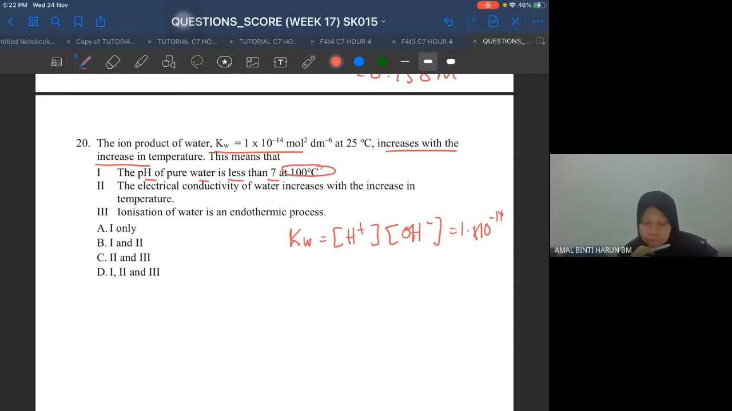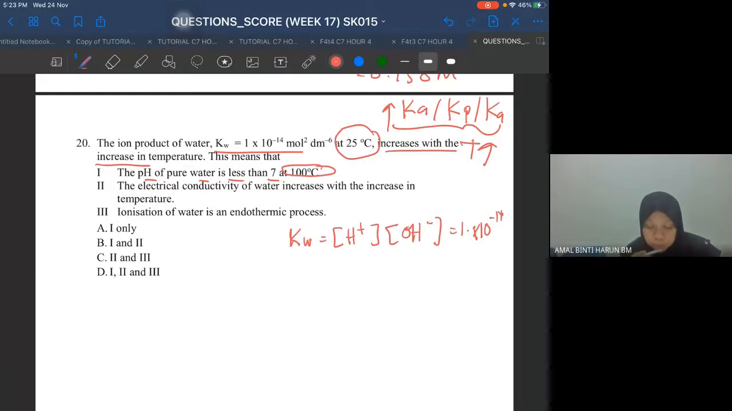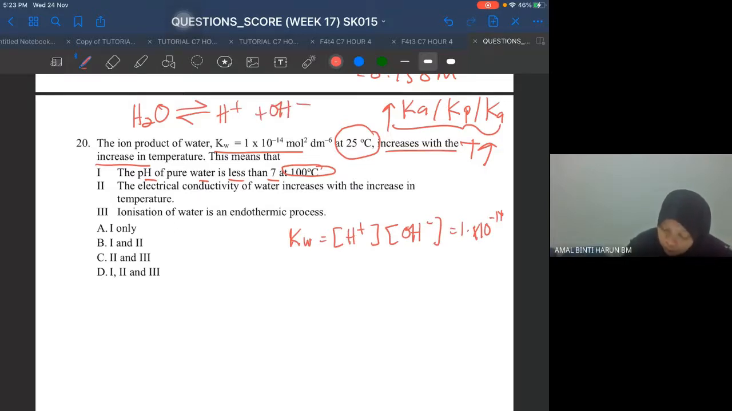At 100 degrees Celsius. Okay. So ini at 25 degrees Celsius. Okay. So remember Ka, Kp, Kc, semua yang dissociation constant ni depends on the temperature. Okay. It's only changed when we increase the temperature. So if we increase the temperature means we are going to dissociate more concentration of the H plus. Okay. So lagi tinggi ni dissociation H2O dissociate to form H plus and OH minus. So the higher the temperature, the Kw is getting higher kan. So lagi banyak production dia H plus. Ion product Kw ni increases with the increase.